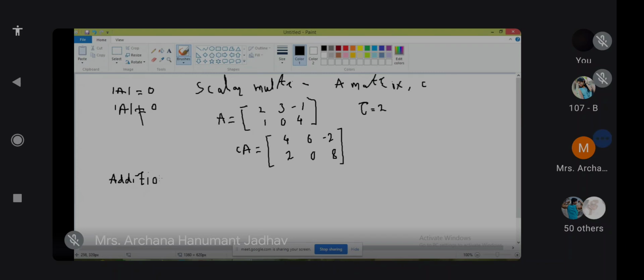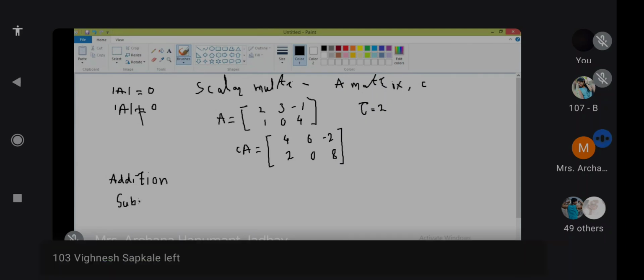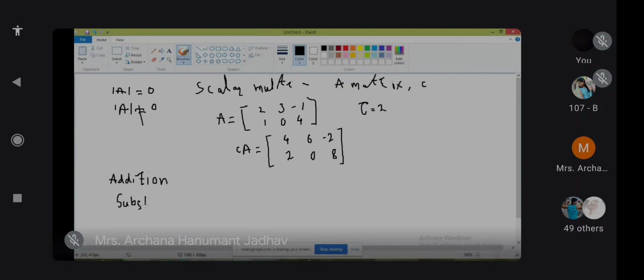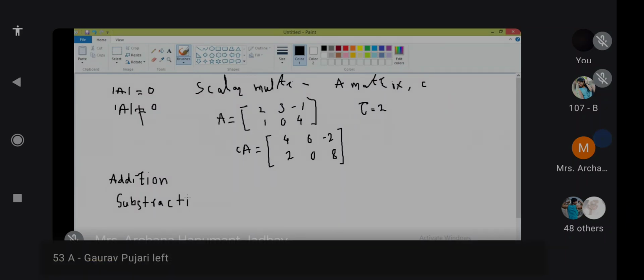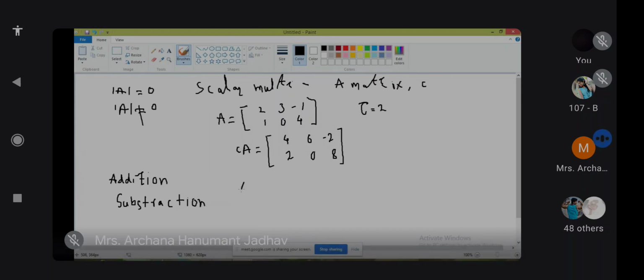So for addition and subtraction, I will take subtraction here also, because in both operations the condition is the same. So in subtraction and addition, if we add or subtract two matrices, suppose they are A and B, then their order must be the same.